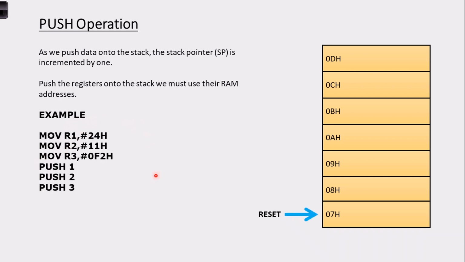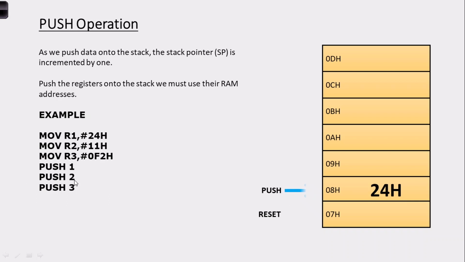So by reset, what will be the case? By reset, 07 hexa is our stack pointer address. If I call this particular push operation, what will happen? First it is going to increment to 08 hexa, and then the data will be written in this particular address location.